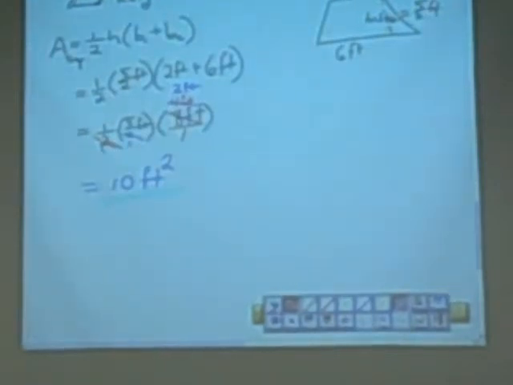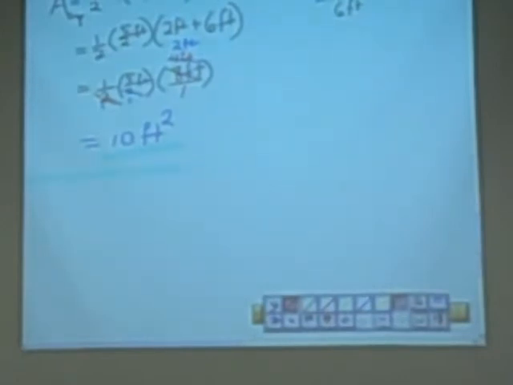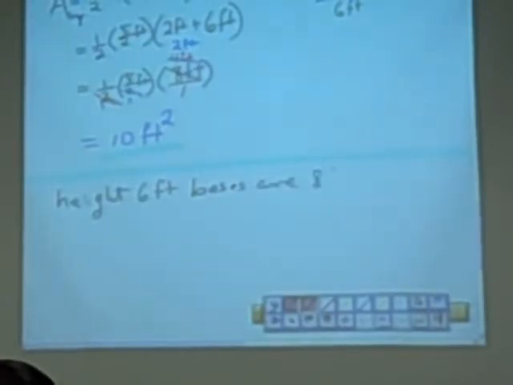Let's try another one with a trapezoid in it. And this time the height is 6 feet. Height is 6 feet. And the bases are 8 feet and 2 1/3 feet. Okay?